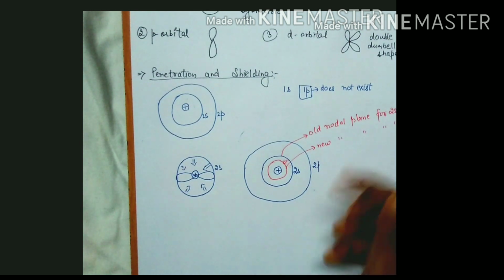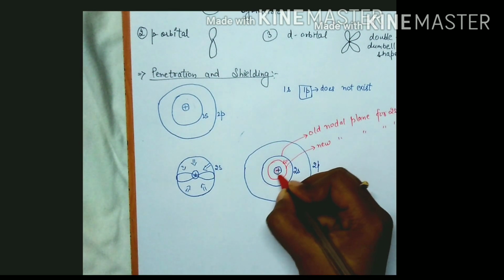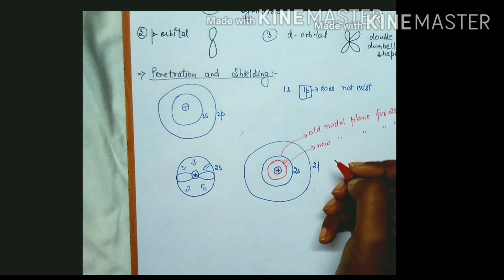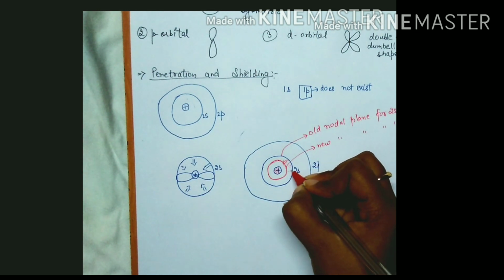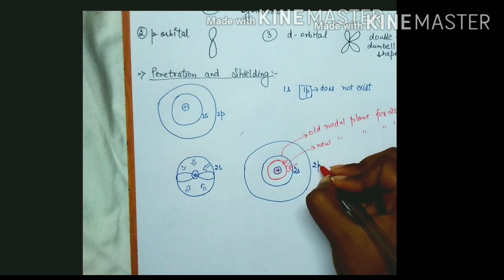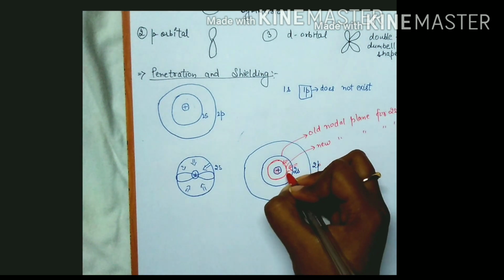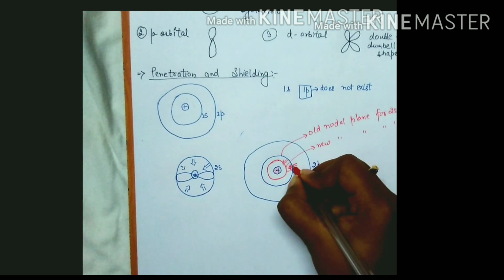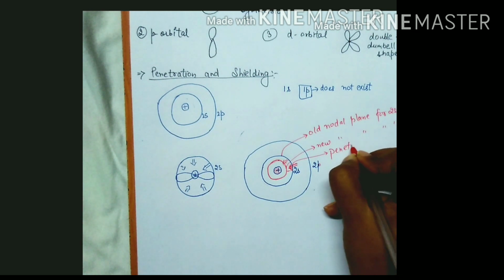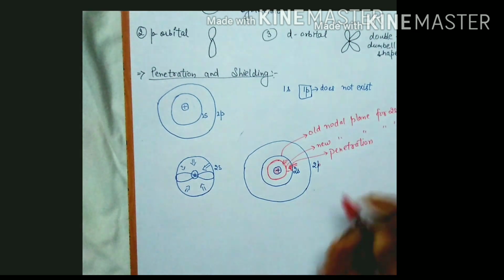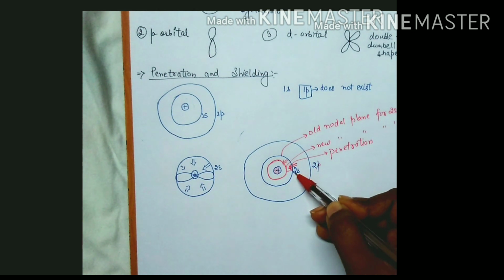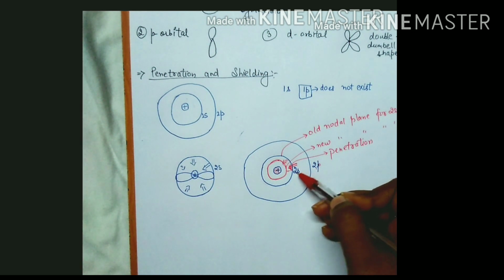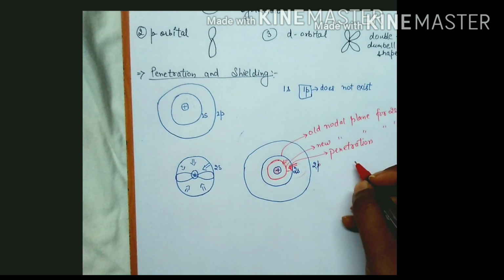Now this is your nucleus, positively charged, and this 2s has come closer to the nucleus. This is the remaining space now. This remaining space is now occupied by 2p. That is, 2p has penetrated into the area of 2s. This phenomenon is known as penetration. That is, this 2p has occupied, or it has penetrated into, the area of this 2s orbital. This is known as your penetration.